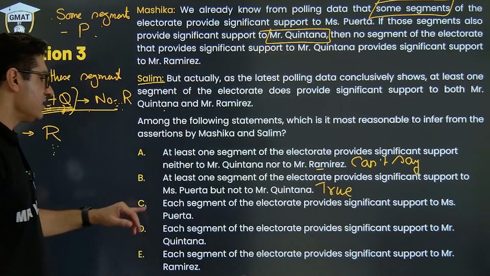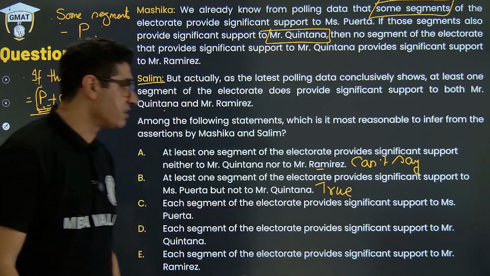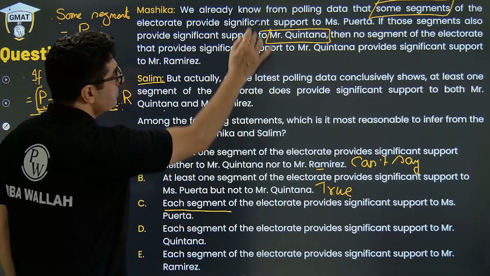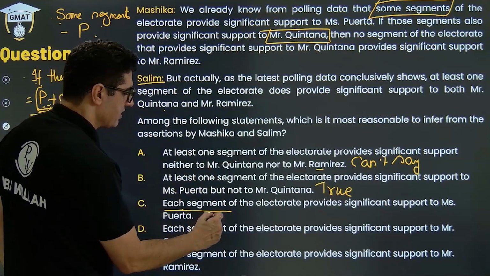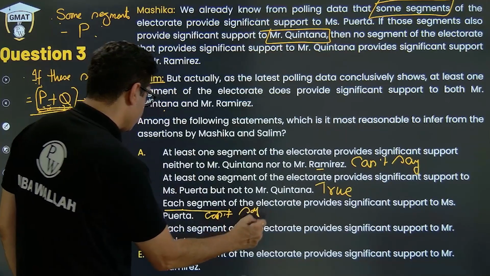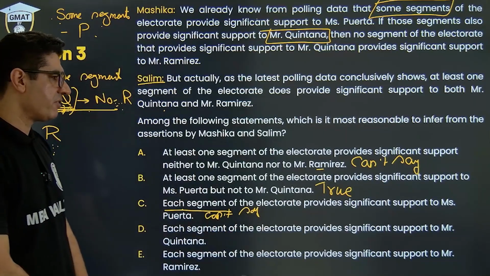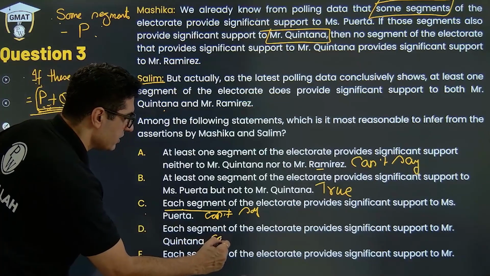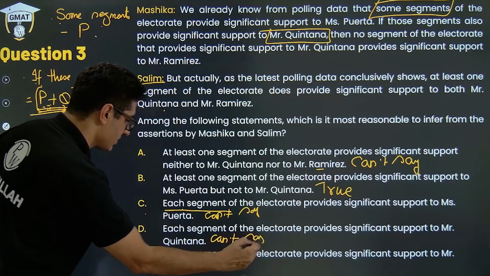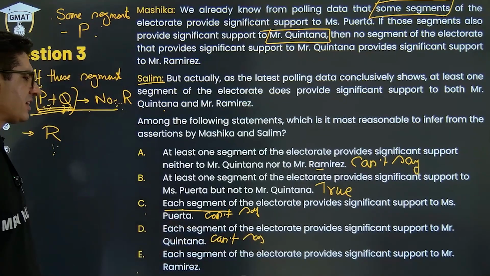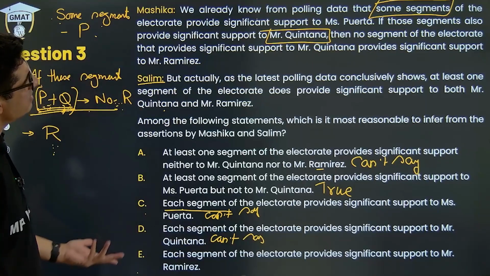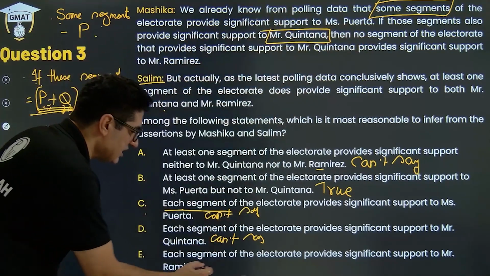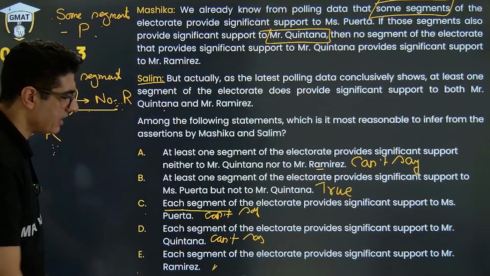Then C, each segment of the electorate provides significant support to Miss Puerta. Each, from some segments to each segment, can't say. D, each segment of the electorate provides significant support to Mr. Quintana. Once again, for that same reason, we can label it as can't say. E, each segment of the electorate provides significant support to Mr. Ramirez. We don't know. We just know about some segments, so how can we go to each from there? So C, D and E were relatively easy to rule out.